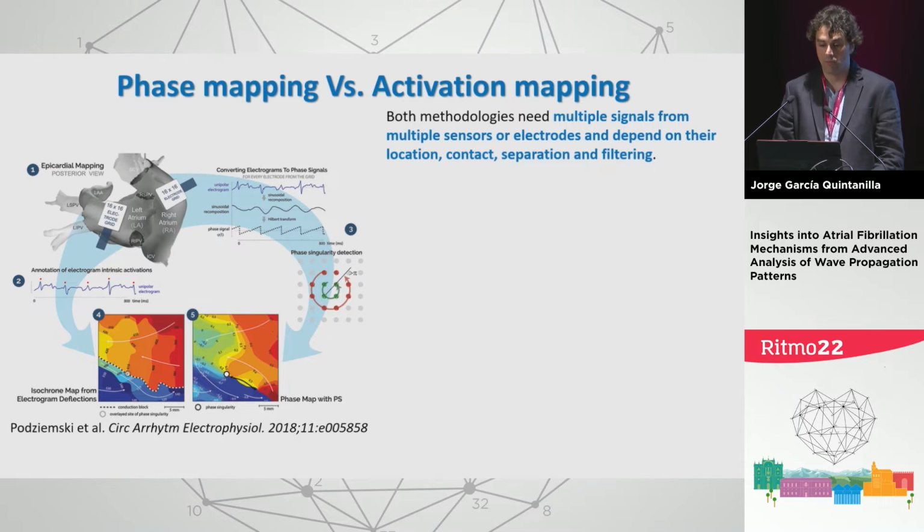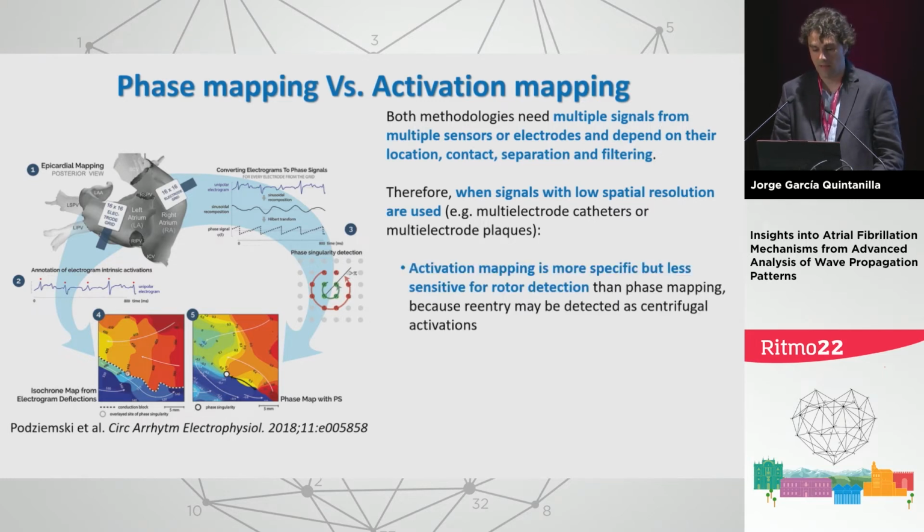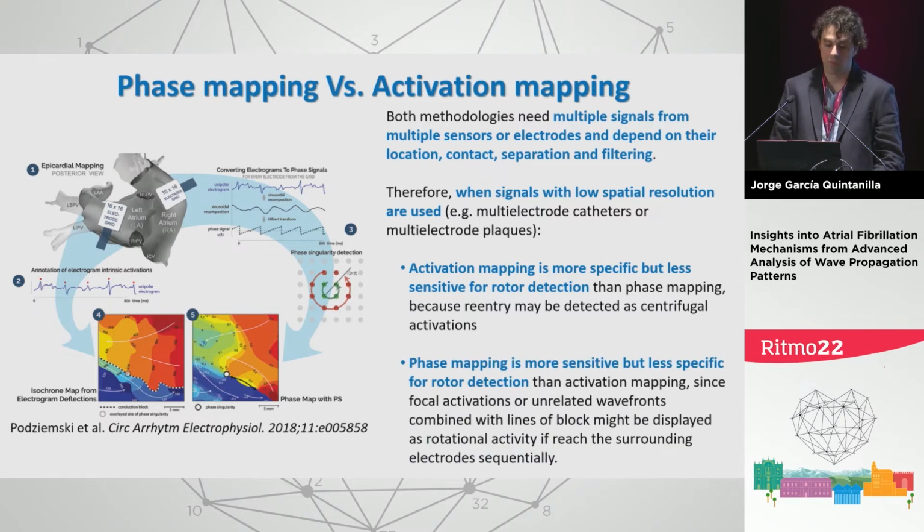Both methodologies need multiple signals from multiple sensors or electrodes and depend on their location, contact, separation, and filtering. Therefore, when signals with low spatial resolution are used, for example, multi-electrode catheters or multi-electrode plaques, activation mapping is more specific but less sensitive for rotor detection than phase mapping, because re-entry may be detected as centrifugal activations. Phase mapping is more sensitive but less specific for rotor detection than activation mapping, since focal activations or unrelated wavefronts combined with lines of block may be displayed as rotational activity if they reach the surrounding electrodes sequentially.